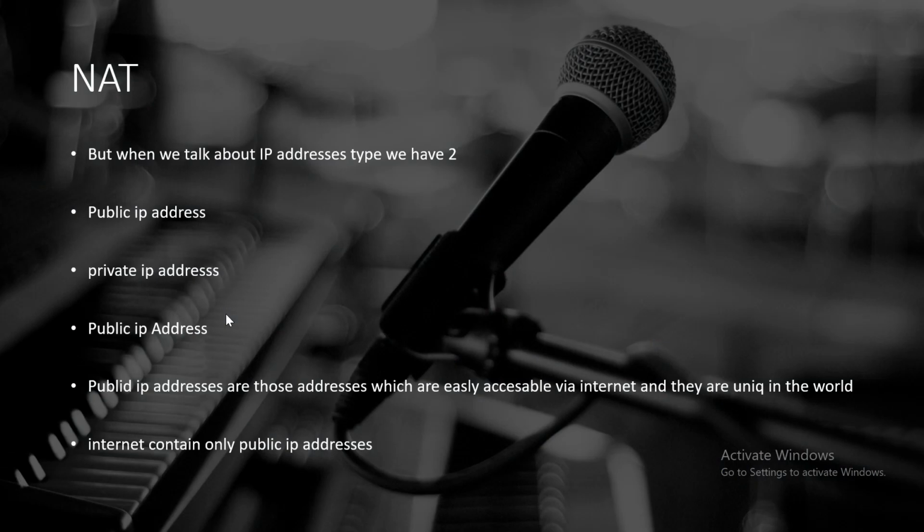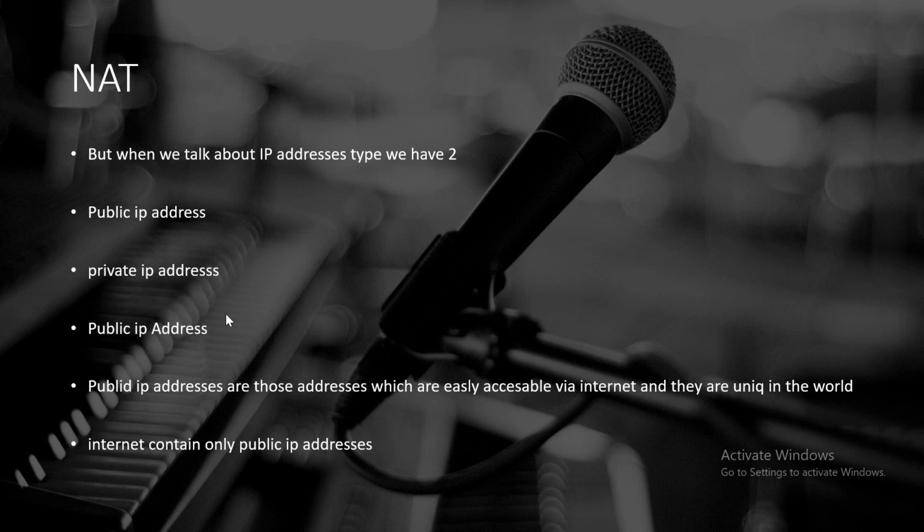Now we're talking about NAT. When we talk about IP addresses, there are two types, public IP and private IP. Public IP addresses are those which are easily accessible via the internet, and they are unique in the world. I can access any public IP in the world, whatever is running now. I can ping it, if ping is allowed, like 1.1.1.1, based on the range. You guys know about the ranges of IPs, right? The private IP address range and the public IP range.